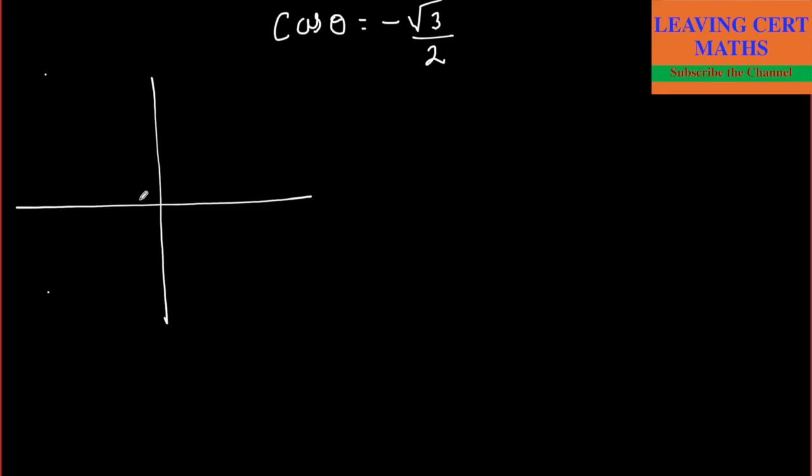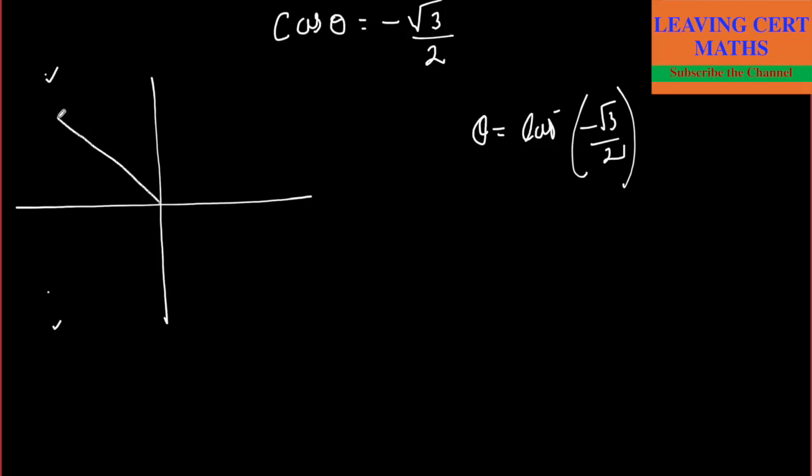So I am sure that in these quadrants my line will lie. Now let's find theta. Theta is equal to cos inverse of root 3 over 2. I will take negative also. What is this angle? Can you calculate using the calculator? 150. Obviously it will be somewhere here. This is 150.